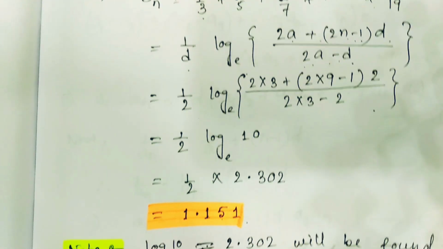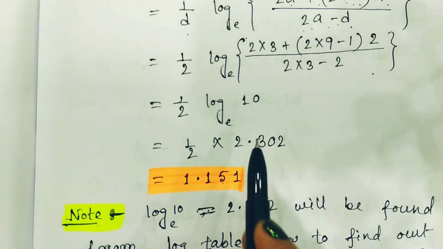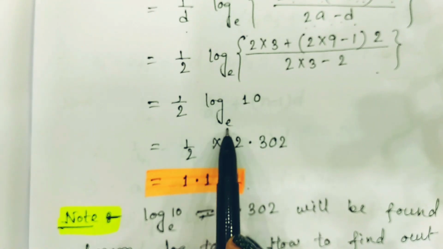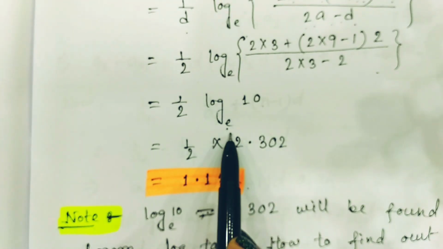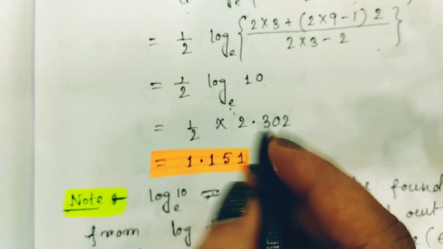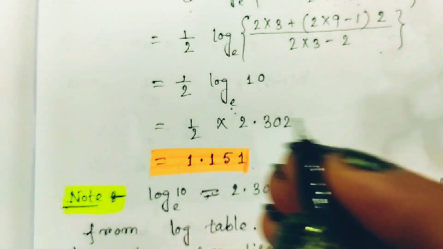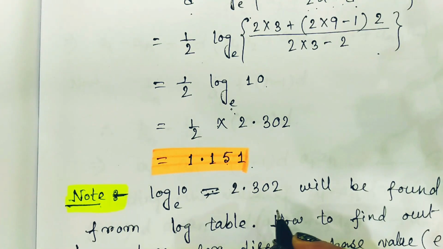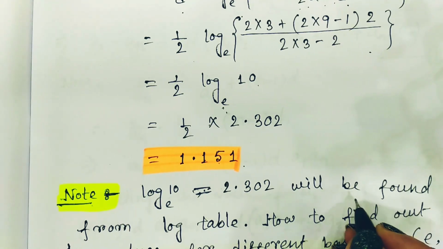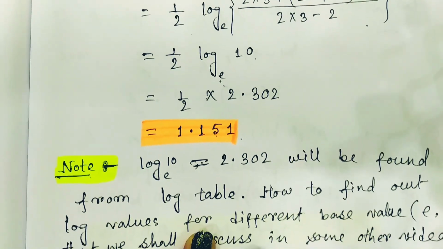we will find the value is 1.151. Just remember, in the calculation we will need log 10 base e. Its value we can find from the log table, and this value is 2.302. So we find this value from the log table.